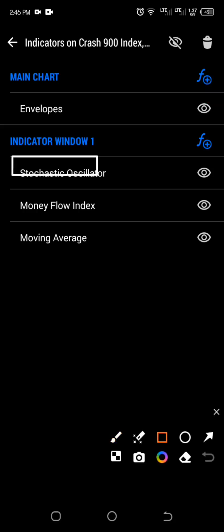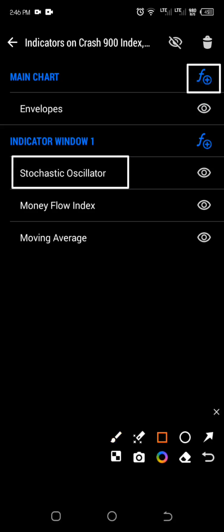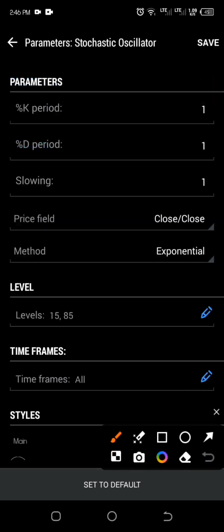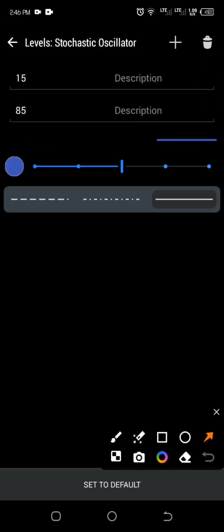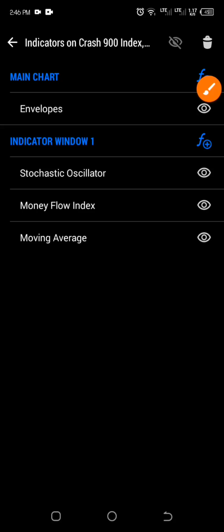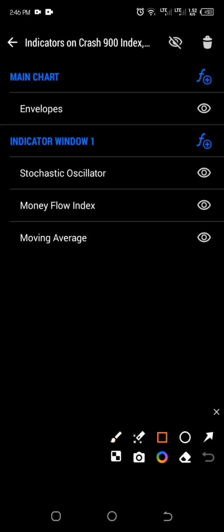Now, for the next indicator, which is going to be the stochastic oscillator, how do we add it? We click on this F icon right here on our main chart. We search for stochastic oscillator. Now for the parameters, we don't need them. What we need is the levels. Now for the levels, we need the 15 and the 12 levels. Okay, so go back and click on save. Then you have your stochastic oscillator in your chart.